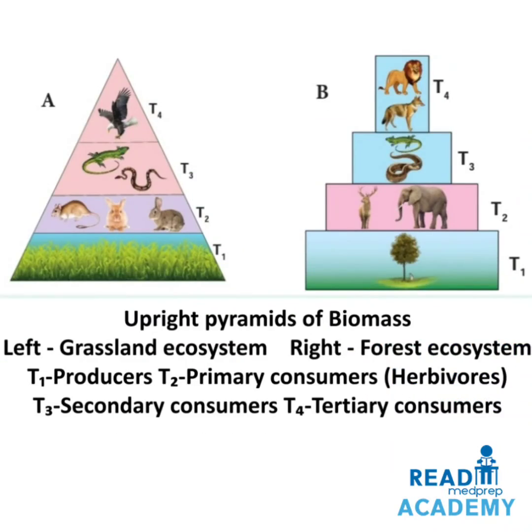Here you can see in this image the upright pyramids of biomass. On the left side is the grassland ecosystem, which is A, and on the right side is the forest ecosystem marked as B. T1 are the producers, T2 are the primary consumers, T3 are the secondary consumers and T4 are the tertiary consumers. The different organisms vary depending upon the type of the ecosystem.